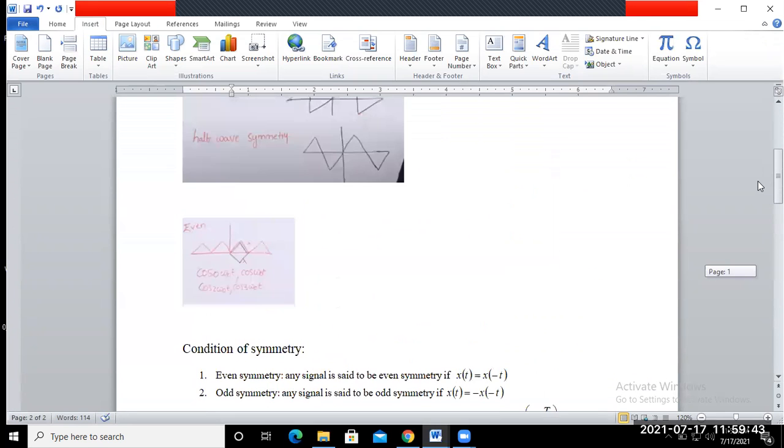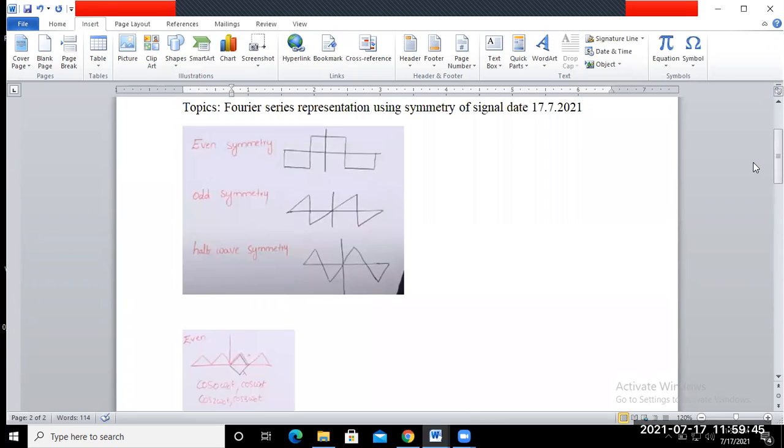So you may read it from this figure. This one is your even symmetry as well as the half wave symmetry. Even as well as half wave symmetry, so it consists only of cosine terms of odd harmonics. That means cos omega naught t, cos 3 omega naught t, cos 5 omega naught t, for this waveform, figure waveform number 1.